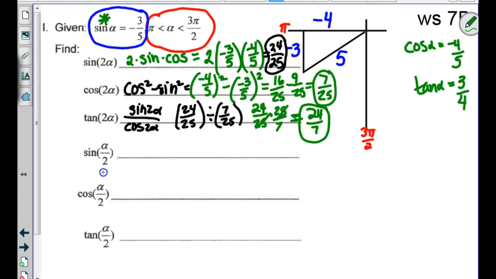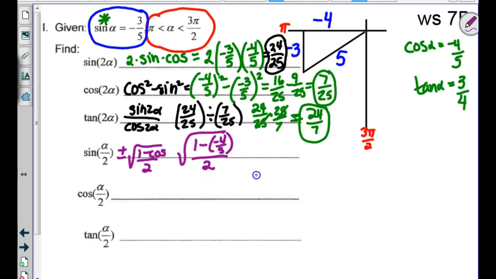All right, now the icky ones. The half angle ones, sine of theta over 2, okay? I don't have that one memorized. What is sine of theta over 2? Plus or minus the square root of 1 minus cosine over 2. Okay. We'll talk about the plus or minus in a second. Let's just do the insides. We have the square root of 1 minus, what's the cosine? Negative 4/5. And then it's divided by 2.